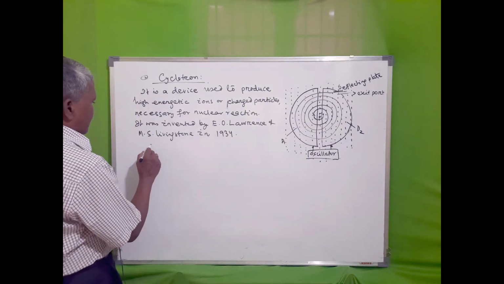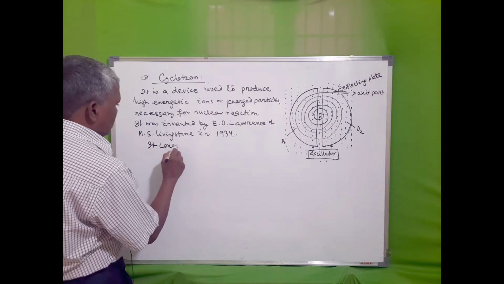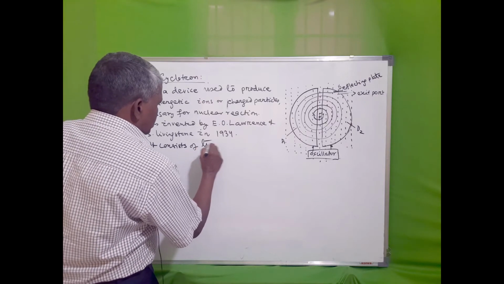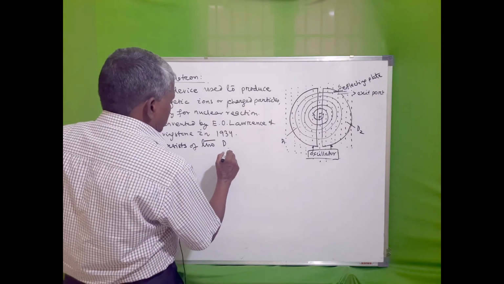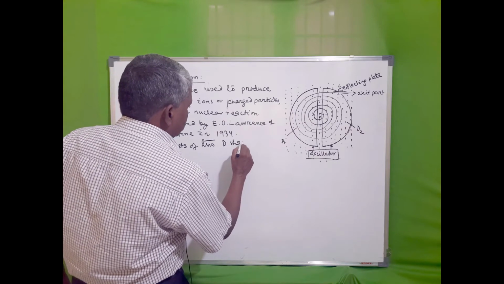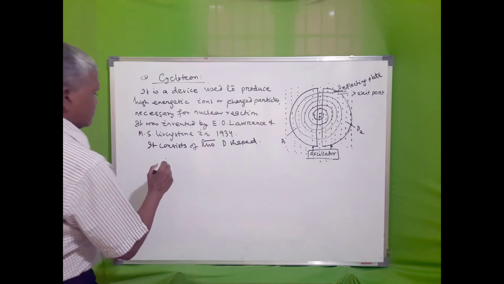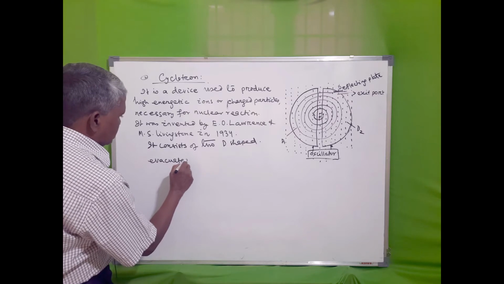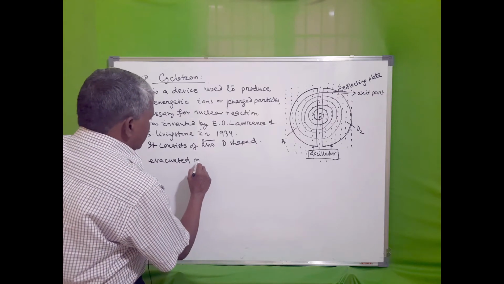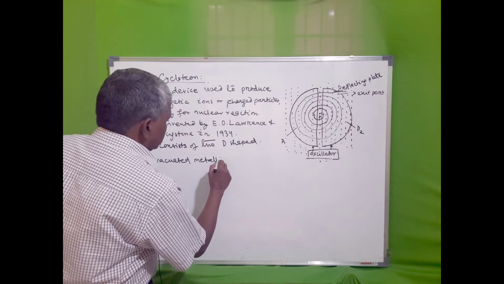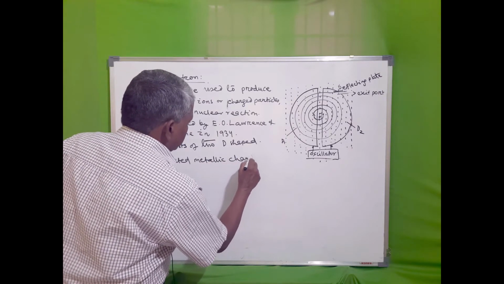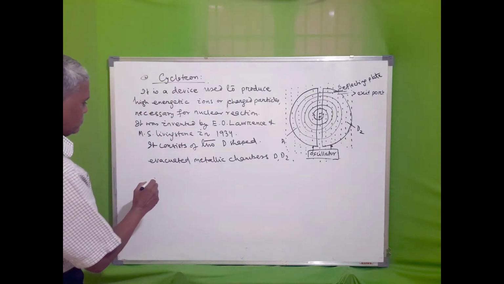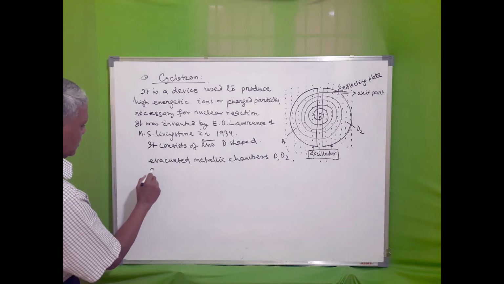It consists of two D-shaped evacuated metallic chambers, D1, D2, as shown in the figure.